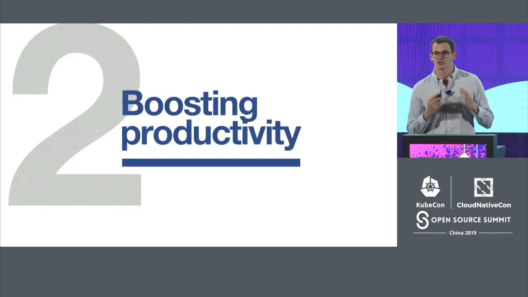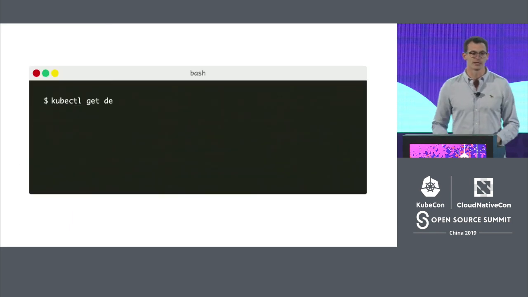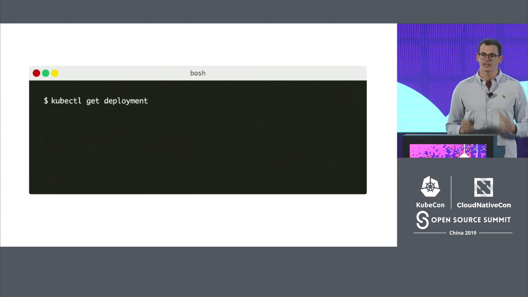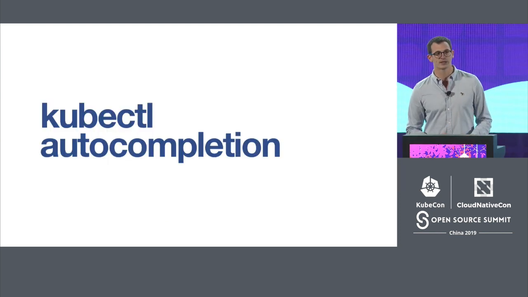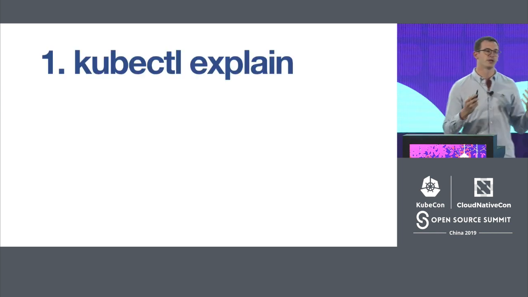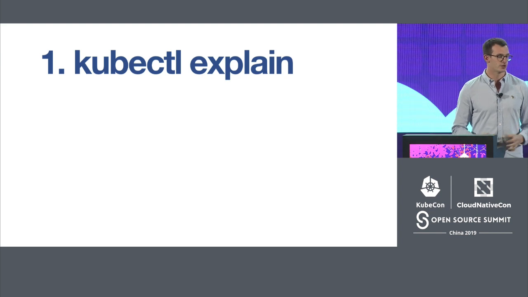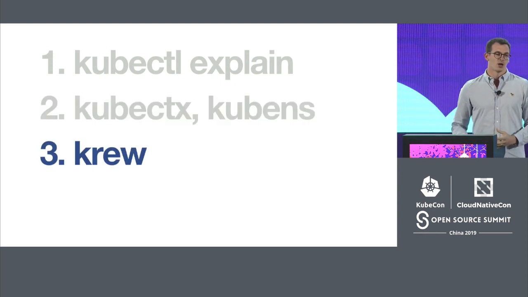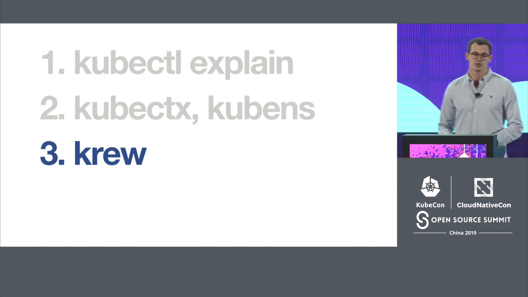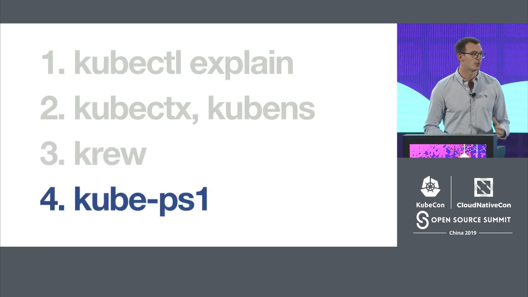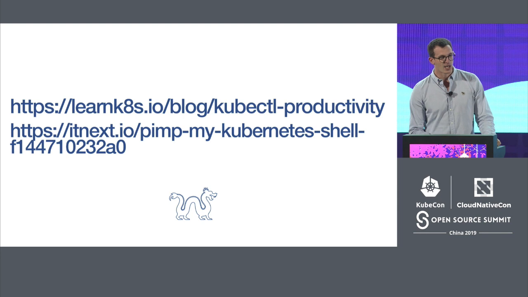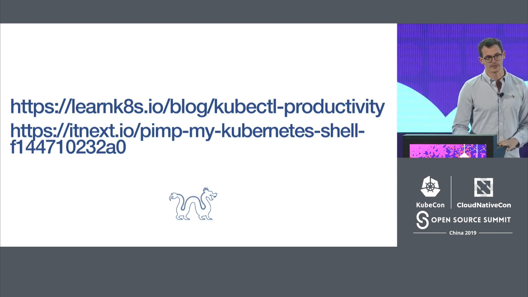Tip number 2 is just pay attention to your productivity when you use the command line. So we spend a lot of time typing commands such as kubectl get pods. So it makes a lot of difference if you have your command line optimized. That doesn't mean just using things such as kubectl auto-completion. It also means knowing what to search when it comes to documentation, so kubectl explain, or using tools to change context and namespace quickly, using krew to manage your plugins in kubectl, or a terminal prompt like kube-ps1 to just get the current status of the cluster at a glance. A couple of links if you're interested in this sort of stuff on the screen.